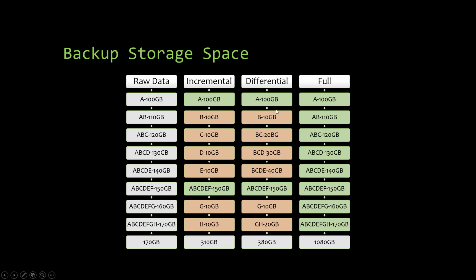Differential is safer but takes up more space. In this example, those same things being backed up would take up 380 gigs of space. And full is, of course, the most ridiculous amount of space to have, 8 backups here, taking up a terabyte of data for 170 gig storage.